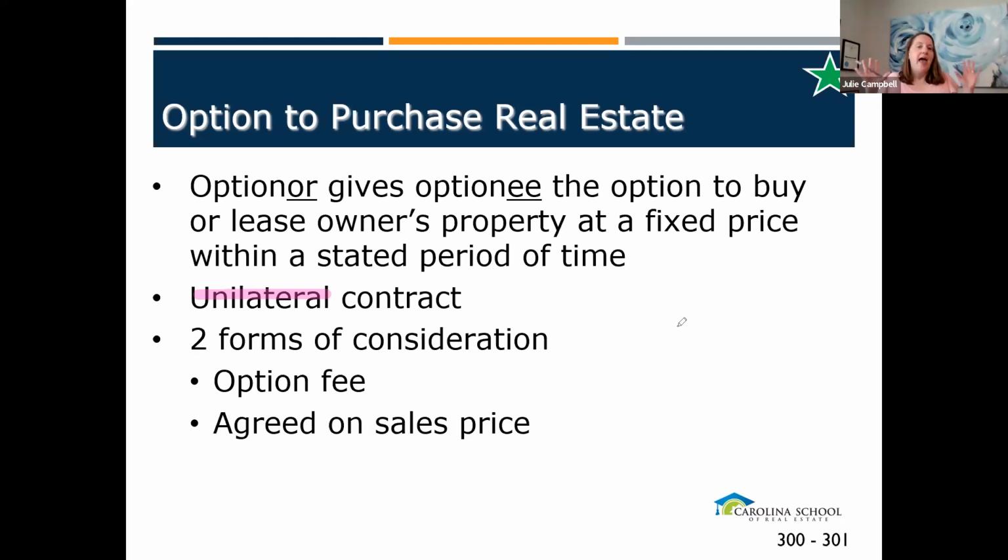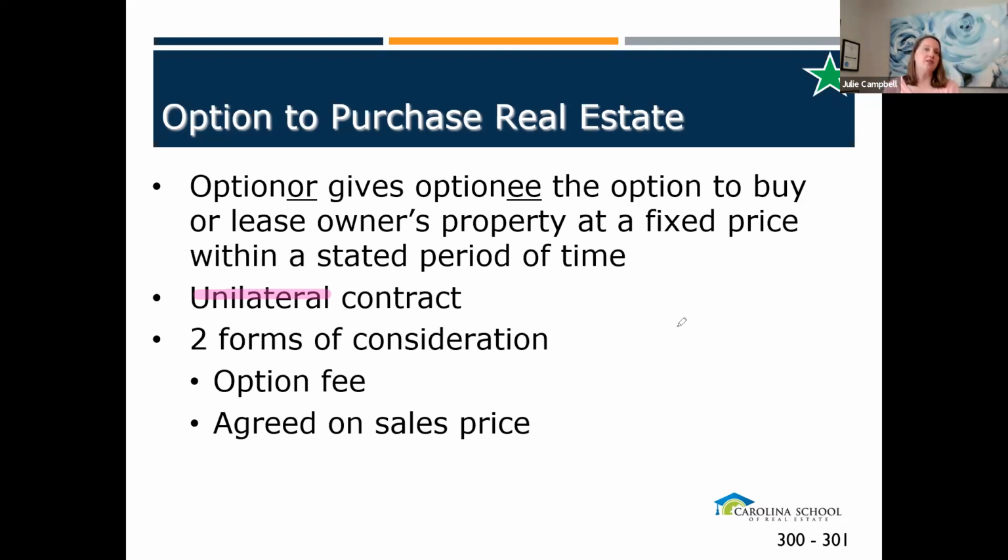The option has a period of time. The buyer has to decide by the end of that period of time whether or not they're going to buy under these terms or not. If they choose to buy, we have a bilateral contract. If they choose not to buy, that's their option. That's their right. So we said this is a unilateral contract, which means only one side has to perform. The buyer's not the one performing.